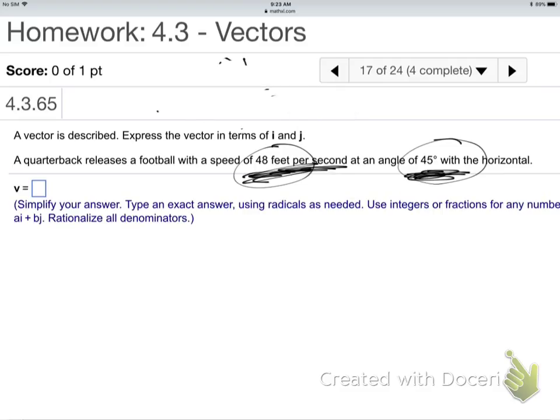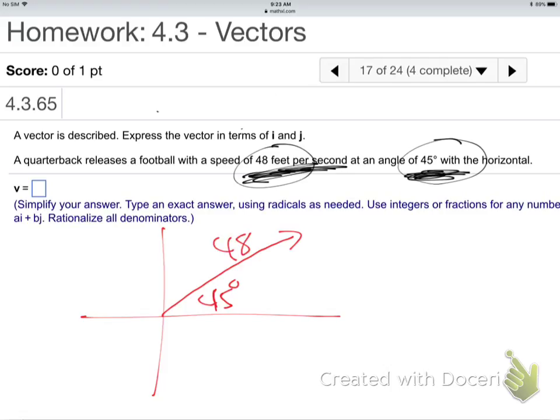Well, it's always helpful to draw these things. Let's draw these things. So the quarterback is throwing the football at 45 degrees. That's the angle. And the magnitude is 48 feet per second. That's the length of the vector. So there's the vector. We good there? There's the football flying out of his hand at 45 degrees at 48.